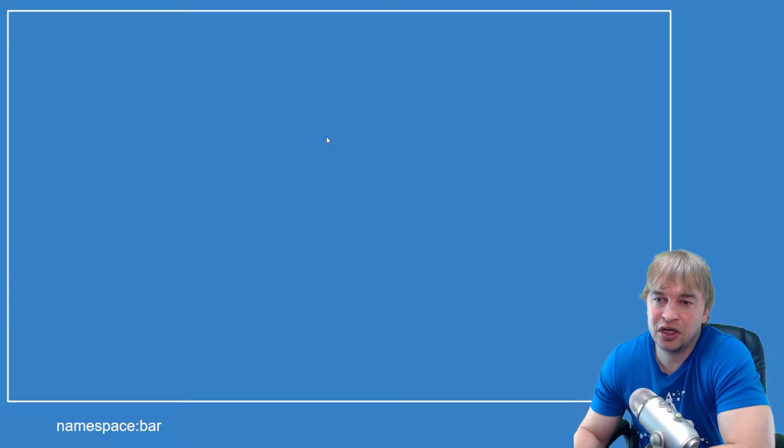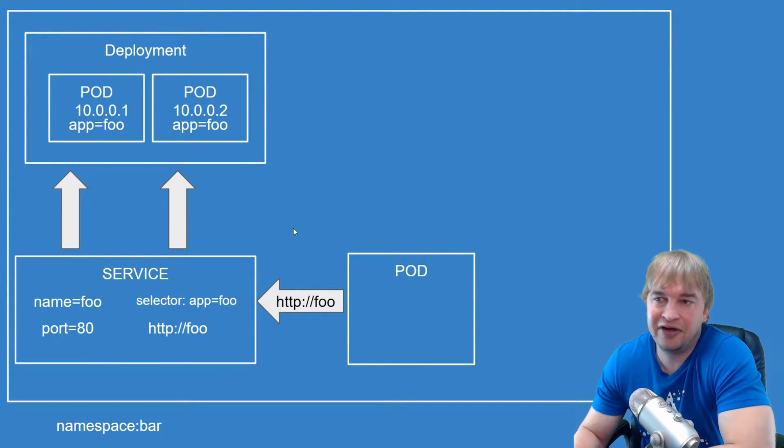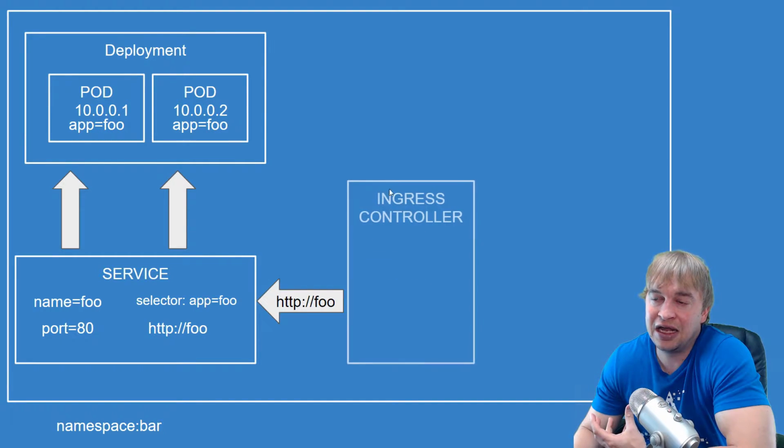Now in the ingress world, things work very similarly. So we have this namespace bar, and just like previously, we have a pod talking to our service, and then that routes to our deployment. So pod to pod traffic using a service. Now what the ingress does is it has a concept of an ingress controller. So we replace this pod with an ingress controller. Now the ingress controller is just the proxy.